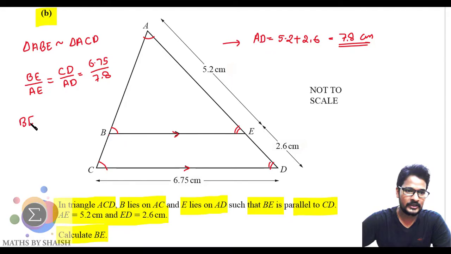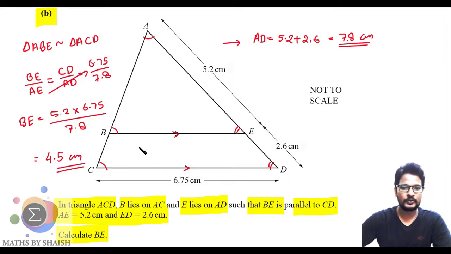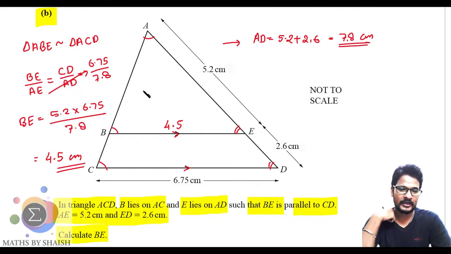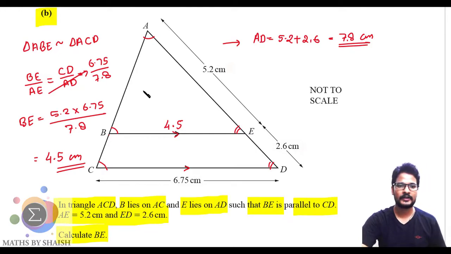So from here BE we will get by cross multiplying, and AE is 5.2. So 5.2 multiplied by 6.75 over 7.8, and it is 9 by 2, that is 4.5 centimeter. So we got BE length as 4.5 centimeter. So whenever we have two triangles formed from the same triangle, we have to focus on the similarity of the triangles. In most cases they give the similarity condition.